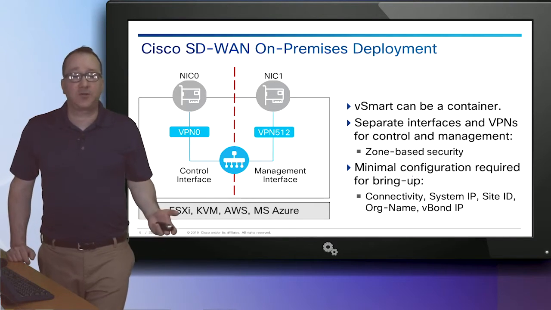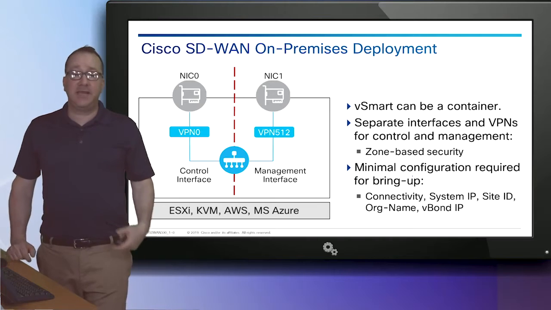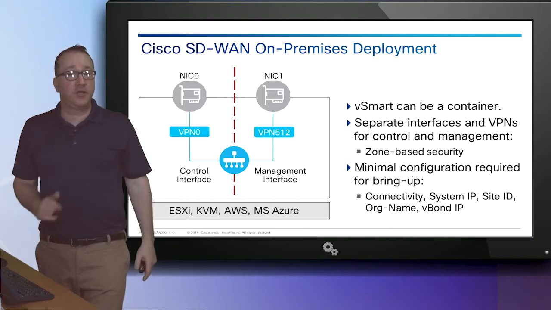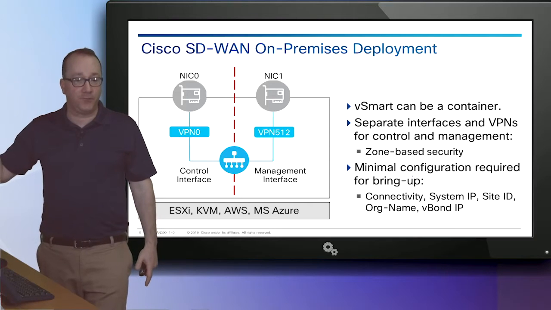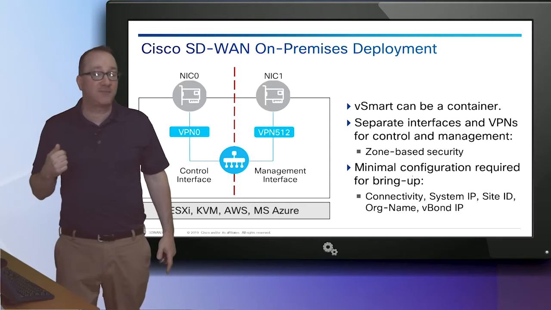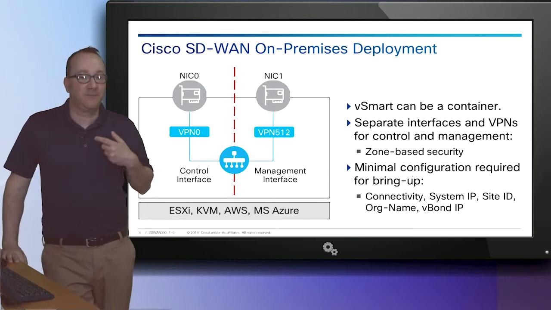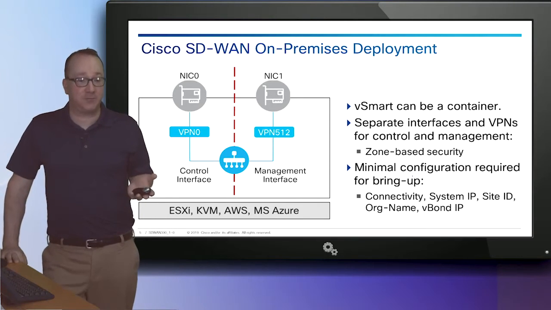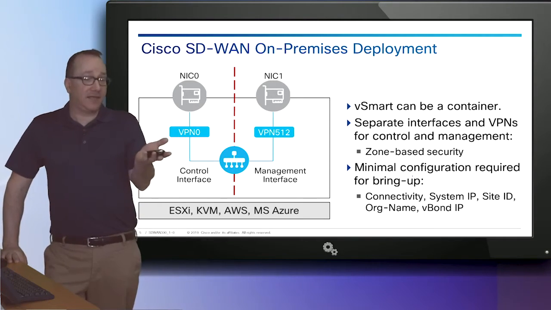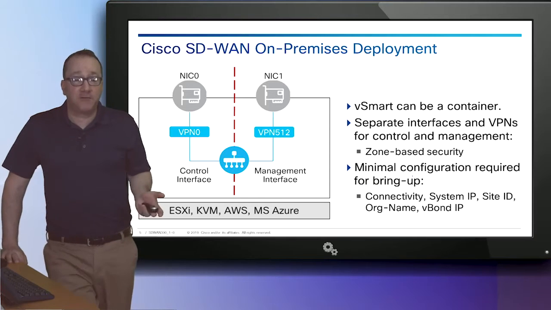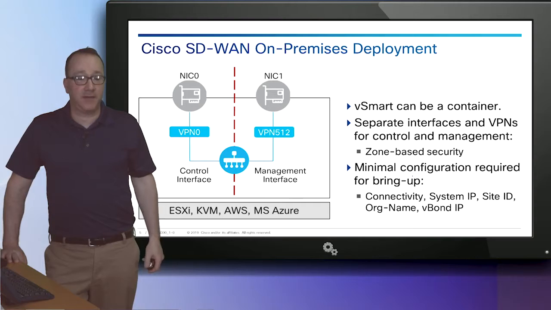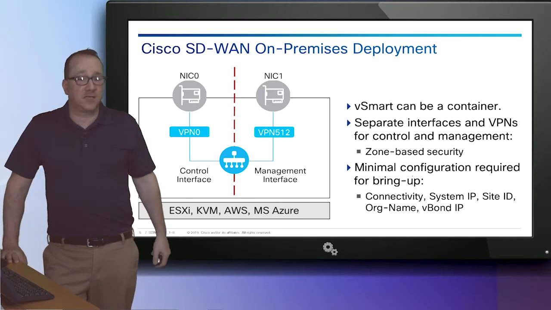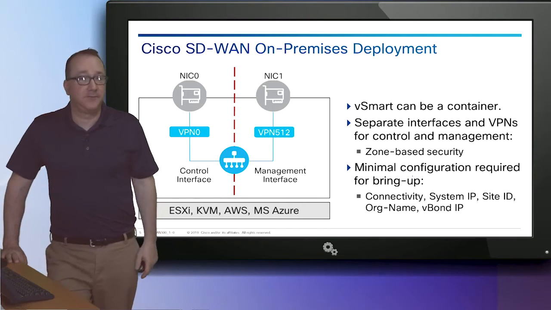On the control interface, only control protocols are permitted. VPN 0 is always the control interface. If you hear VPN 0, I want you to translate that in your head to control. If you hear VPN 512, I want you to translate that to mean management. And as with the control interface, on the management interface, only management protocols, SSH and HTTPS, are going to be permitted. This basically enforces a strict zone-based security model.